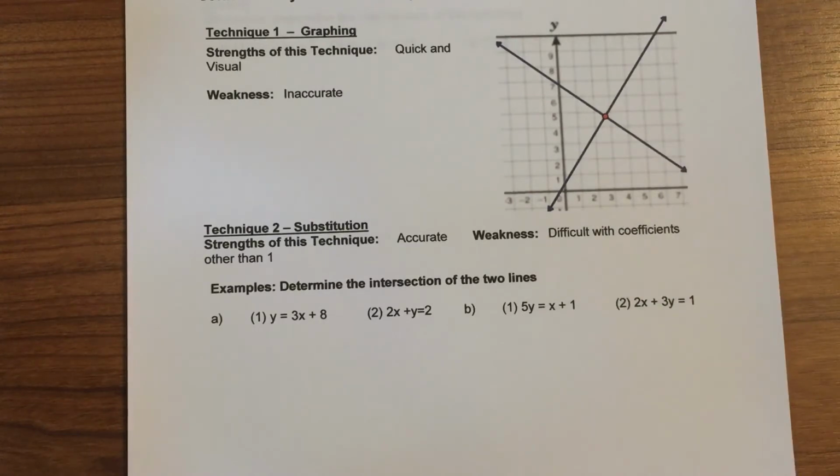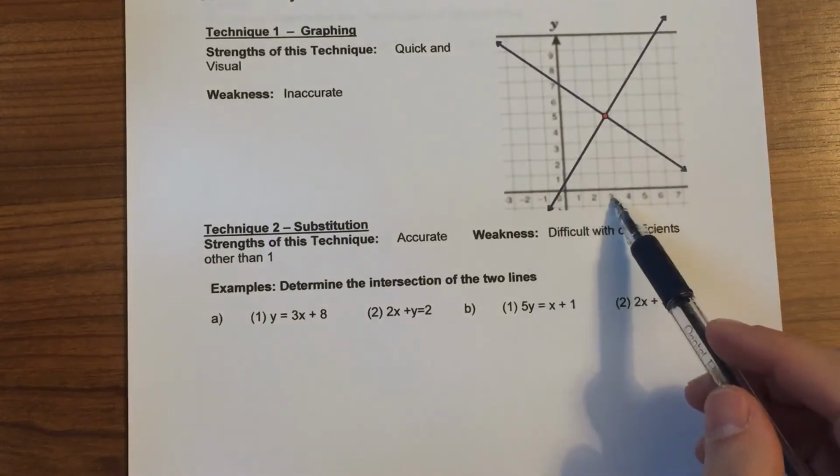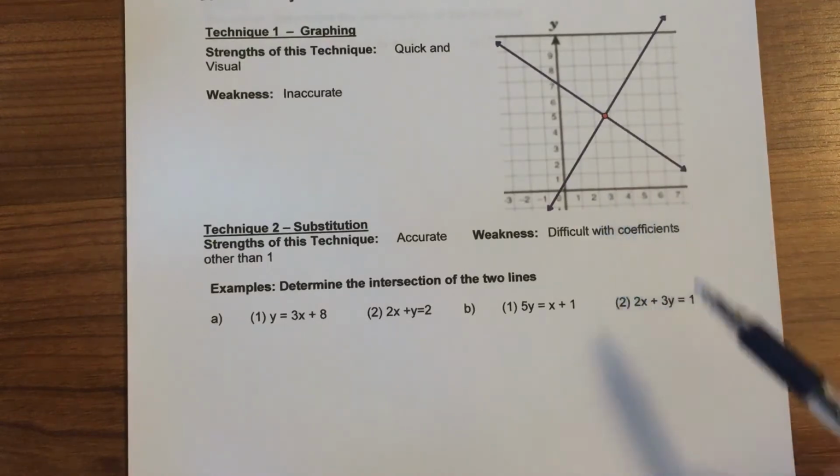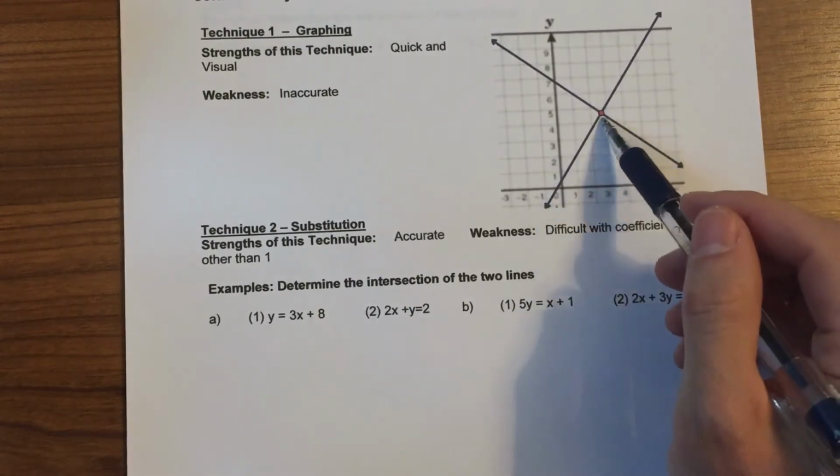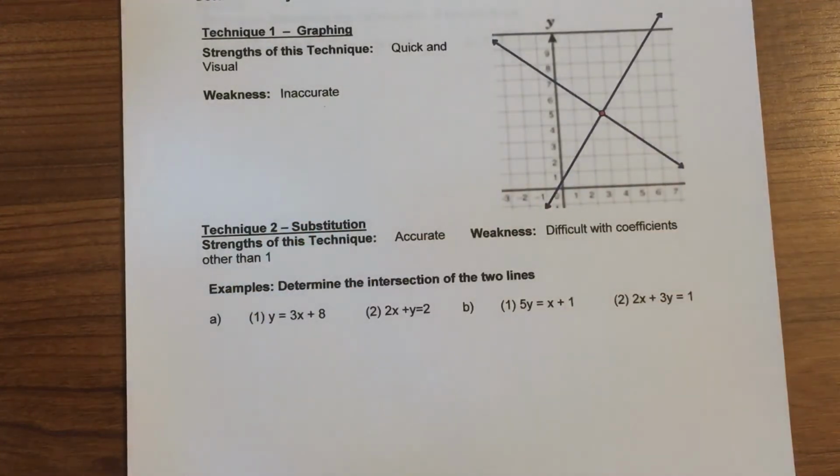Now, if you look at your notes, the notes are designed to highlight the fact that this is not the best strategy. I mean, is that 2.6, 2.5, 2.68? I don't know. So it's very difficult and inaccurate to just guess what that point may be.